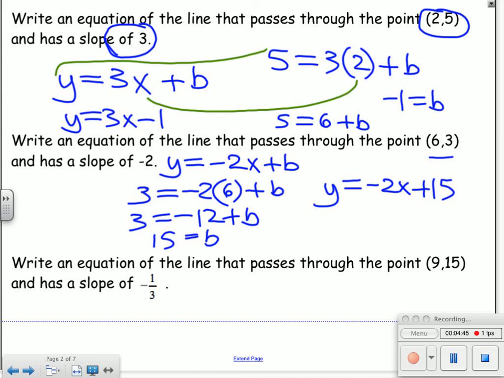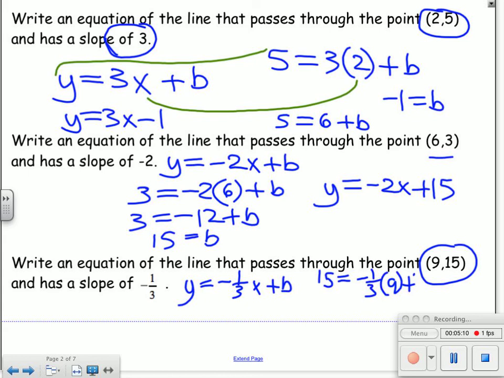Write an equation of the line that passes through the point 9, 15 and has a slope of -1/3. Same idea here. Same exact thing. y = -1/3 x plus b. And then we just substitute in these values here and see what we end up with. So it's going to be 15 is equal to negative 1/3 times 9 plus b.